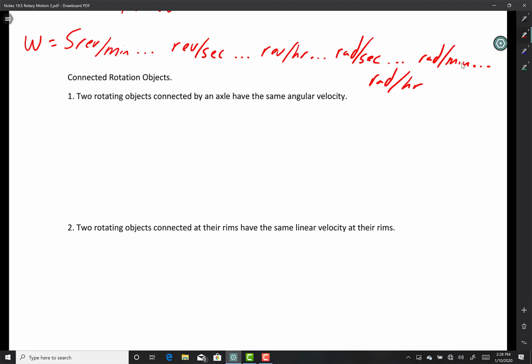If this rotates one time, do both of these, the big one here and the little one here, rotate one time? Now think about it. Yes, it does. If I rotate one time, the big wheel and the little wheel are going to rotate one time as well. So the angular velocity is the same, but the linear velocity is different because the big wheel is going to cover more distance than the little wheel. Does that make sense to you guys? Perfect. So right here where it says two rotating objects connected by an axle have the same angular velocity, this is notes for you.